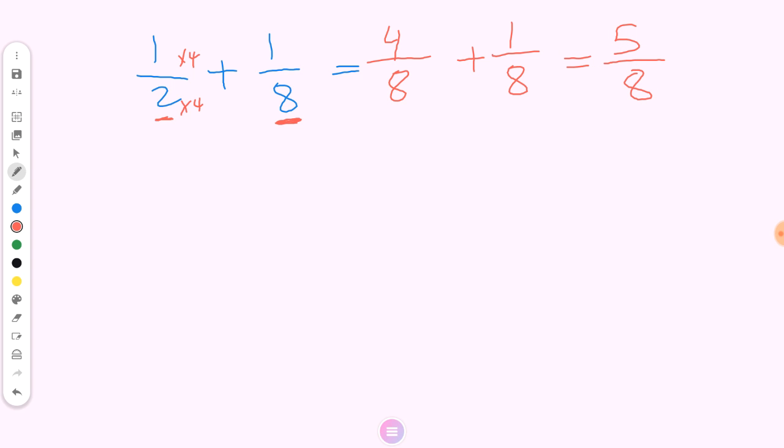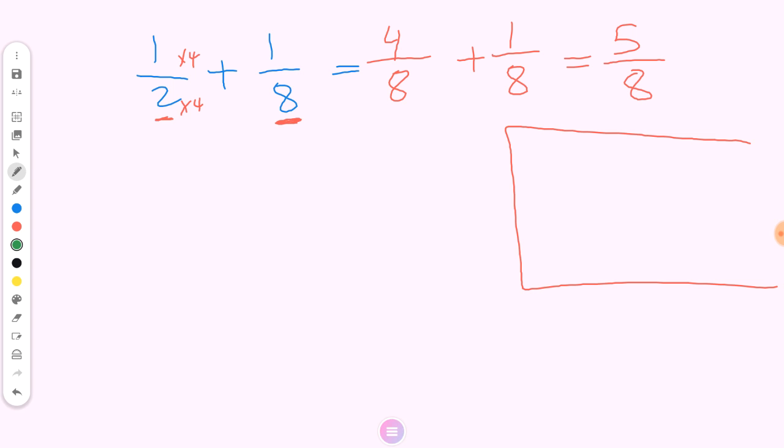Both have 8, because the denominator has become similar now. So you put one of them and add the numerators, okay? I have another special way, which I call the butterfly way.